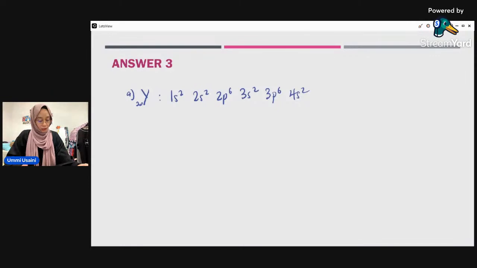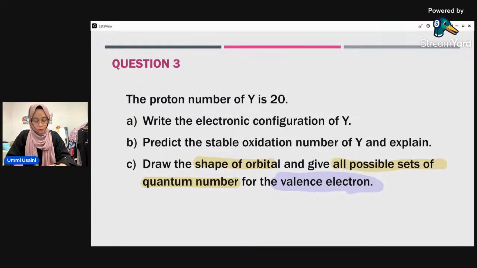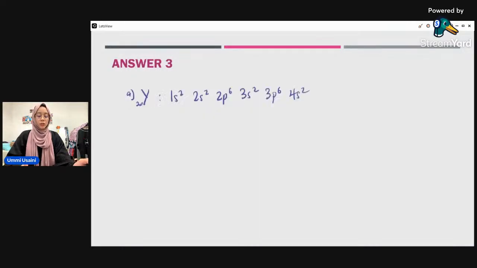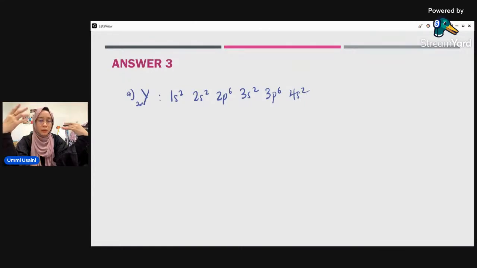Okay, and the next question, B. Okay, so you are asked to predict the stable oxidation number of Y, and then you have to explain. Okay, so in order for us to get a stable oxidation number for any elements, basically that is because they want to achieve apa class? What do they want to achieve bila kita dapat a stable oxidation number for any elements? What exactly we want to achieve?